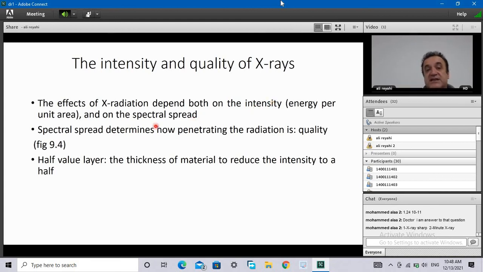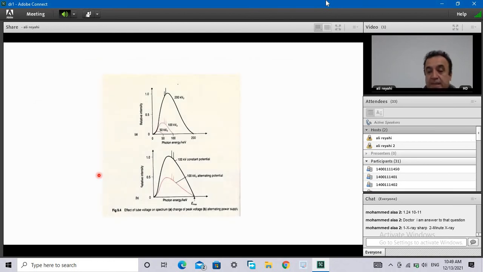First, intensity, and then spectral speed. And you know what I mean. You know what the spectral speed is. We had two spectral speeds. The first, continuous spectral speed, and then linear spectral speed. Spectral speed determines how penetrating the radiation is. It means quality.